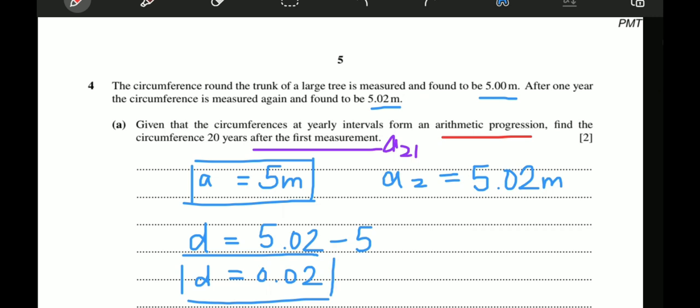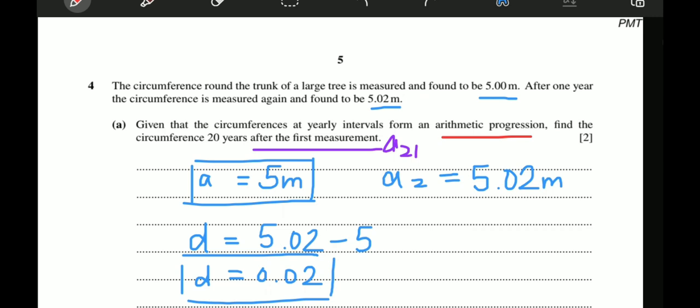Given that the circumferences at yearly intervals form an arithmetic progression. So this is an important point in this question, that they have given you that this is a question of AP, arithmetic progression. Okay, so underline that and apply all the formulas and working according to it. Find the circumference 20 years after the first measurement.